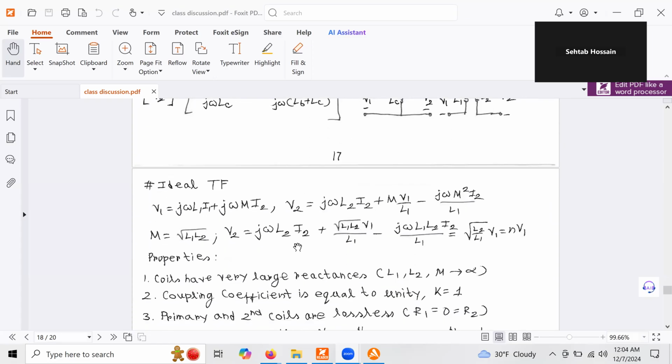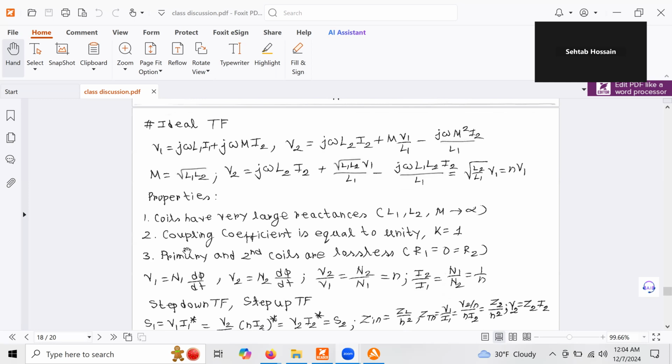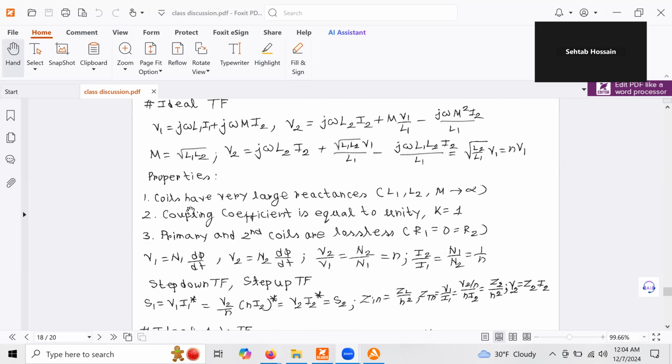For an ideal transformer, this is my basic equation. This is my mutual inductance. There is no K over here. Why? Because an ideal transformer has the property that the coils have very large reactance, so L1, L2, and M will be infinity. The coupling coefficient will be unity, so K is 1. Also, the primary and secondary coils are lossless, so R1 and R2 will be equal to 0, meaning there is no internal resistance in the primary and secondary parts.